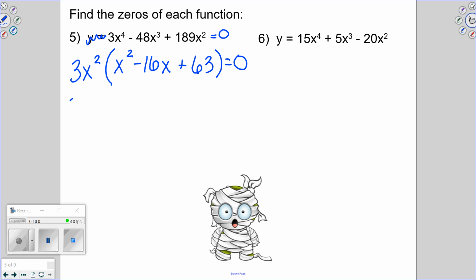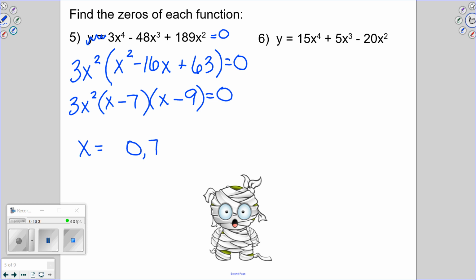All right, so I'm down to a quadratic, so let's go ahead and try to factor that even further. What are my signs? Good. Options for A, x and x. How about C? Good, 7 and 9. So what are your answers? All right, so she said 0, 7, and 9. Do you guys agree, disagree?